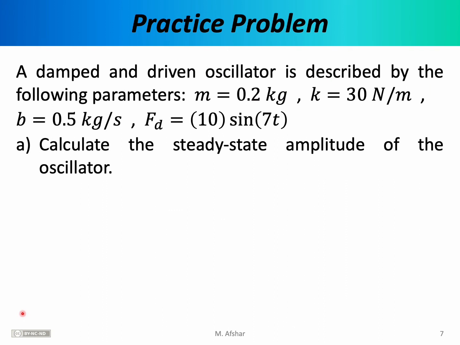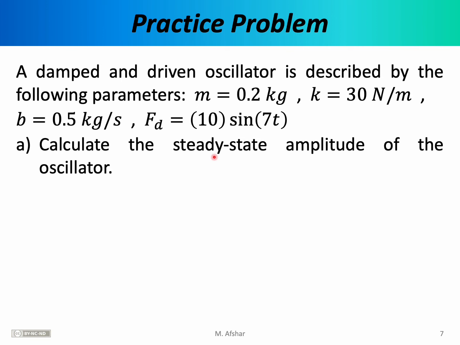So let's do a practice problem with some of the formulas that we've seen today. A damped and driven oscillator is described by the following parameters. M is equal to 0.2, K is equal to 30, B is equal to 0.5, and the driving force is a periodic force, as usual, given by this formula here. Everything is in SI units, so we don't need to worry about any conversions. Calculate the steady state amplitude of the oscillator.